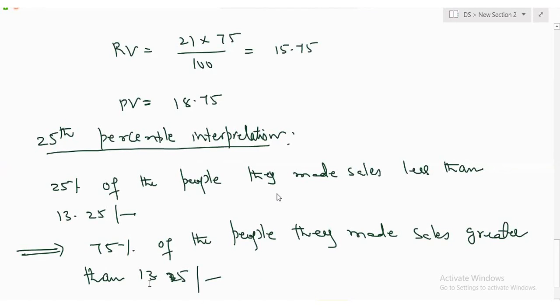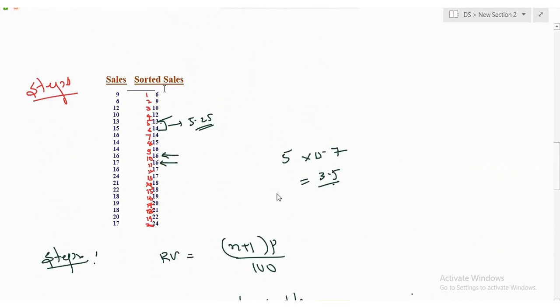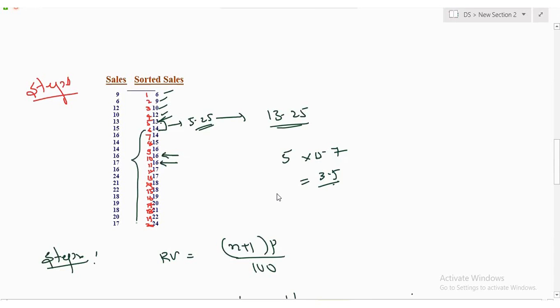Okay, so what does it mean? Let us go and understand. How many total number of people, guys? 20? 25% of the people means what? How many people? 5 people. Look at this. How much did you get for this value? 13.25. 1, 2, 3, 4, 5. 5 people, they made sales less than 13.25. Agreed or not? Which implies 75% of the people, they made sales greater than 13.25. Agreed?